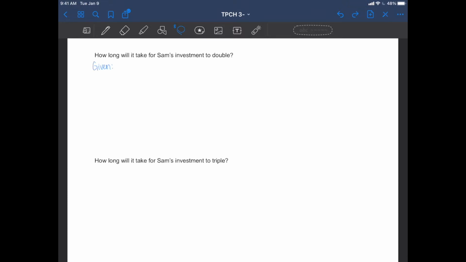So what's given? We know that his principal amount was $8,000. That's his initial investment. We also know that the percentage is 3%. So we're going to leave that in decimal form. And we know that it's compounded monthly, so n is 12. And now we know that his ending balance will be 16,000. Okay, so all I did was double 8,000 and I got 16,000.